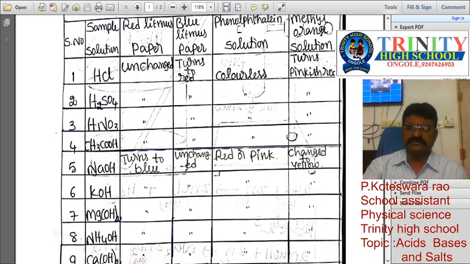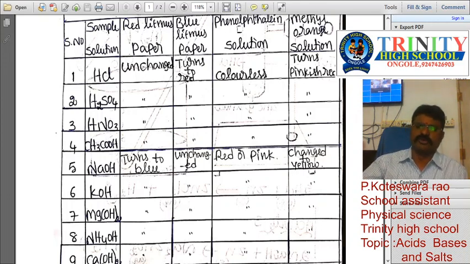Phenolphthalein solution, add in that third watch glass. Methyl orange solution, add in the fourth watch glass. So what about your conclusion here? What about your concept here? You can observe the color, either the colors change or not. If the colors change, you may note down the result on your paper. That is the first sample. First sample completed.